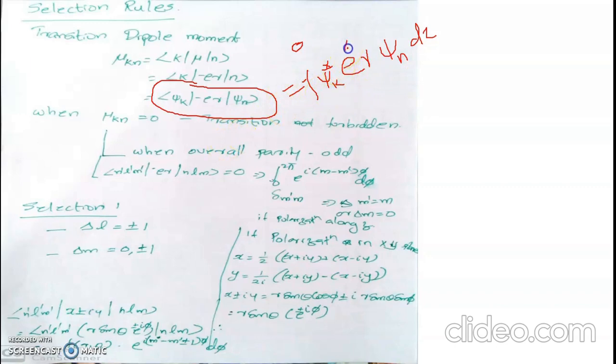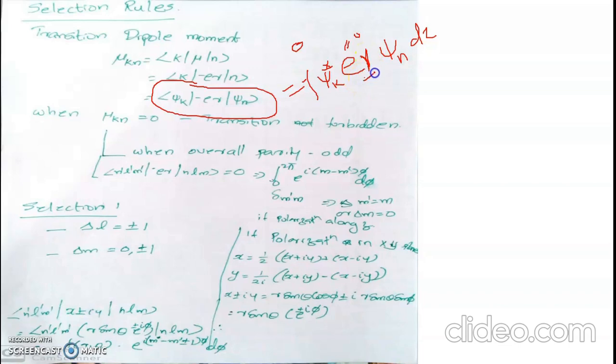When this is equal to 0, there is no question of any transition. When shall this be 0? We will be analyzing the various situations in which this will be tending to 0. Look at this. R is an odd function. When R is replaced by minus R, this will be modified as minus f of R. So this is an odd function.